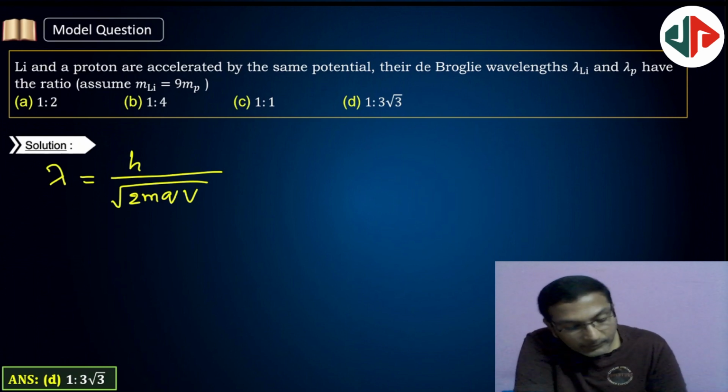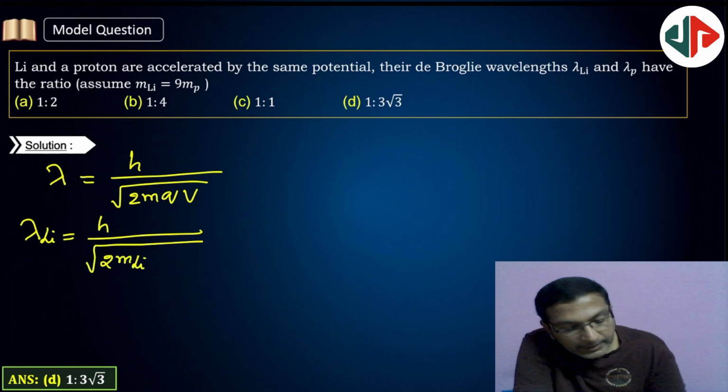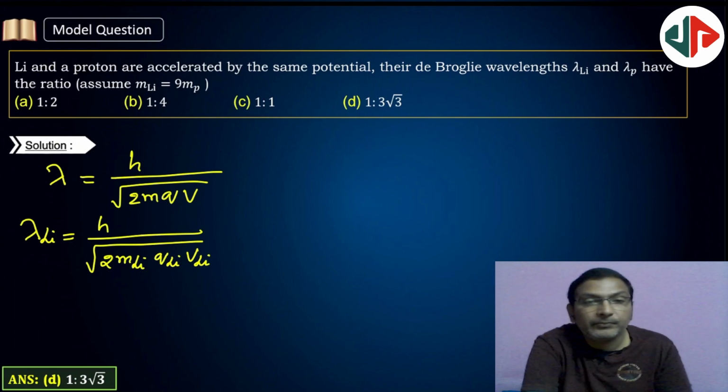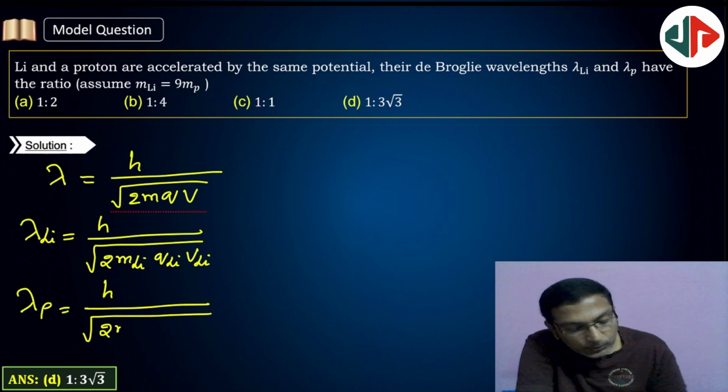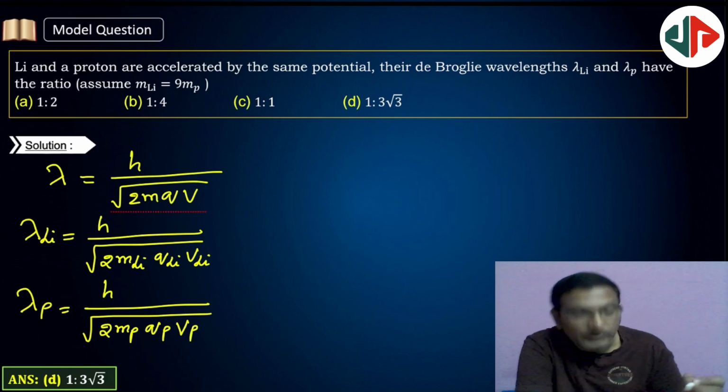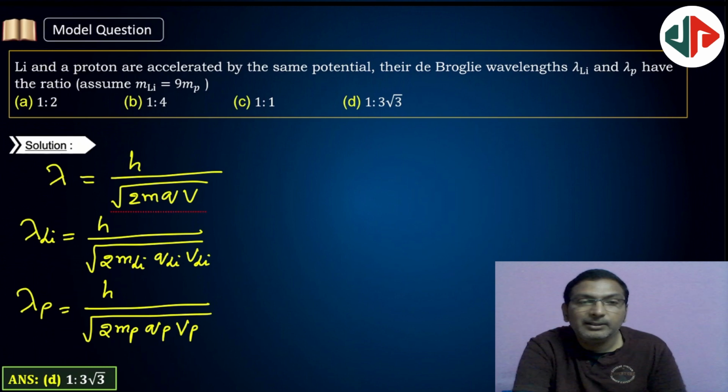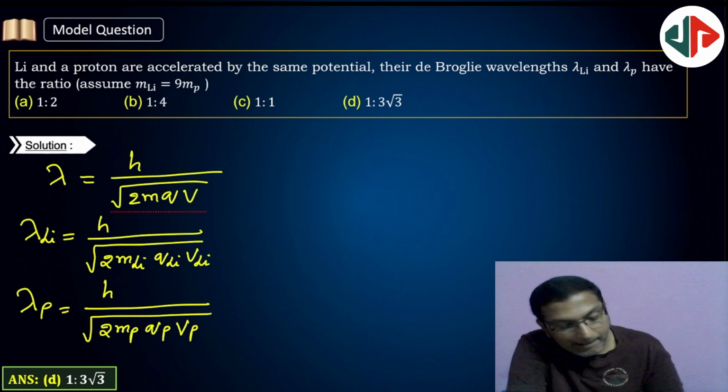So apply this relation for lithium. Lambda lithium equals h by root over 2 times mass of lithium, charge of lithium, and potential V. Similarly for proton, h by root 2 times mass of proton, charge of proton, and potential V. Here it is given the potential is the same for both Li and P. So say this is expression 1 and expression 2.